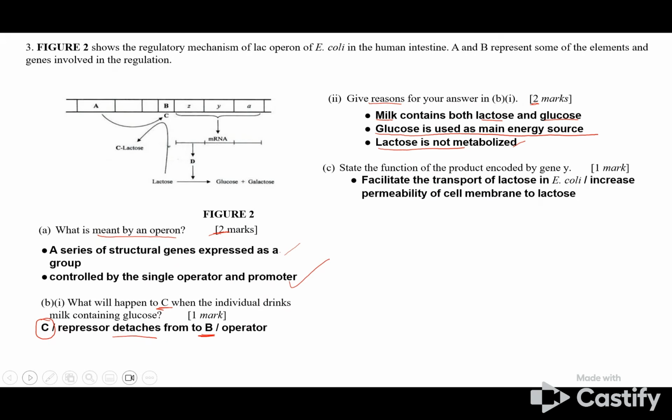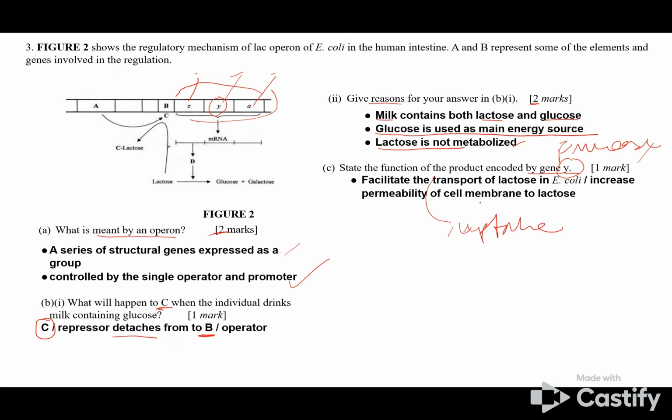Okay, function of the product encoded by gene Y. You can see there's a 3 structural gene. Each one of these have their own function. So you have to read. So this one asking gene Y. So gene Y is permease. You no need to mention the name if you are not sure, but you know the function. Okay, so scared it will be wrong answer. Okay, but you're supposed to know what is gene Y. It is a permease.